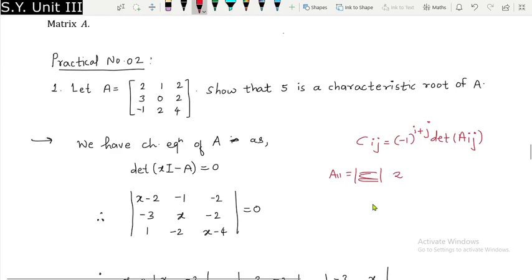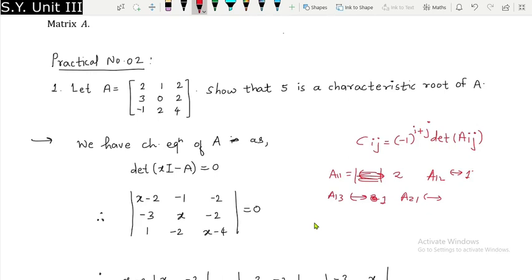If you go for a12, so a12 means you are going to delete first row and second column. So you can see only one term of x is involved. So over here you are going to get a polynomial of degree 1 in this case. And if you go for a13, you will get a polynomial of degree 2. If you go for a21, similarly you can check. For a13, this is first row and last column, so you will get polynomial of degree 1 for a13.